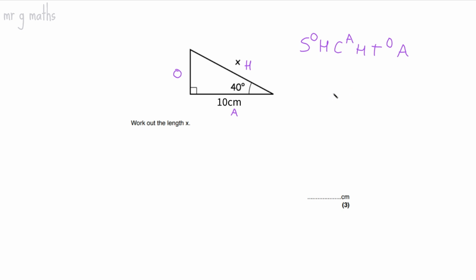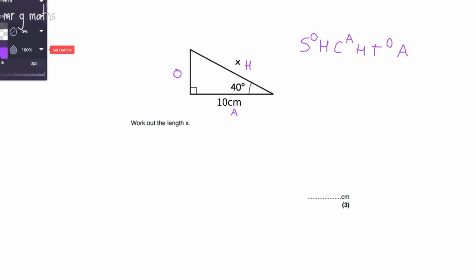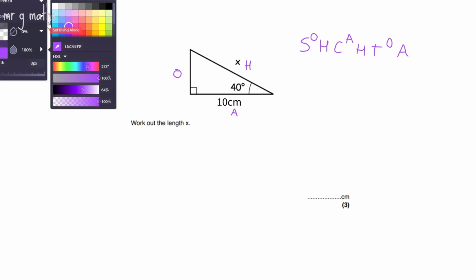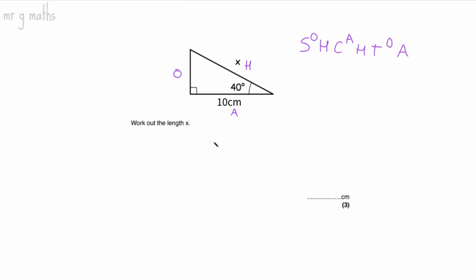Well, let me explain. Basically, we need to pick which one of these we're using, and then you'll have either opposite over hypotenuse, adjacent over hypotenuse, or opposite over adjacent. It'll be one of these three fractions. The one we pick is based off which sides we have information on. We've got information on our adjacent, 10 centimetres, and on our hypotenuse side, this length x.